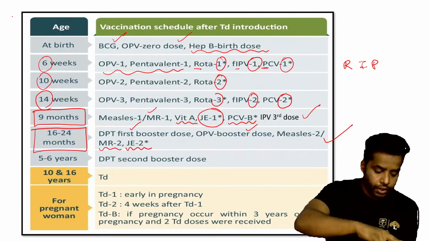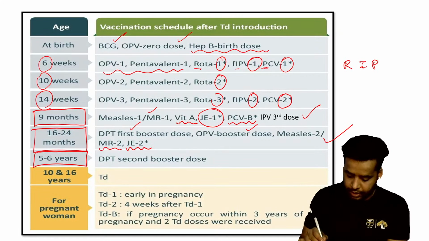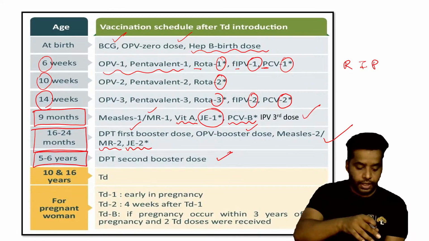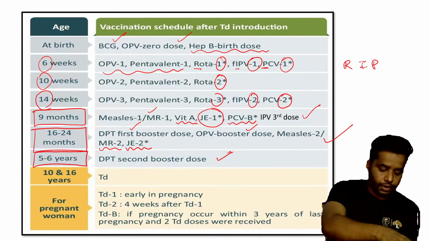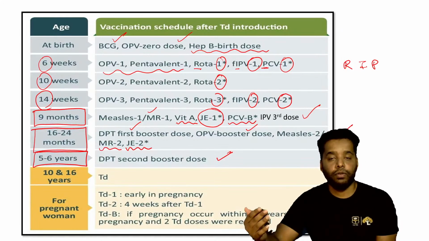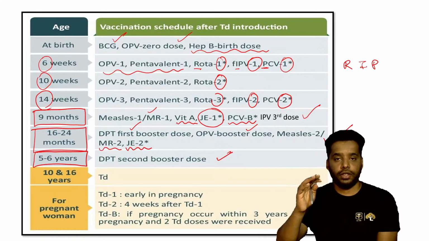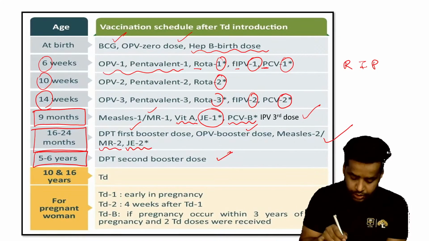Again, coming to 5 to 6 years, we are giving DPT second booster. So it is DPT, not pentavalent. Pentavalent is within 1 year. So how many doses of DPT boosters do we have? First dose and second dose.